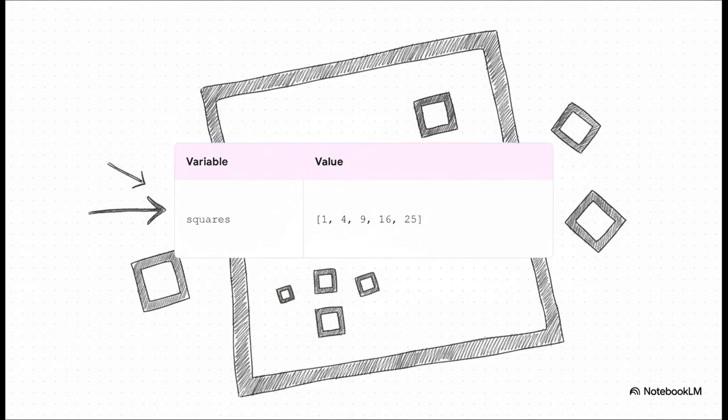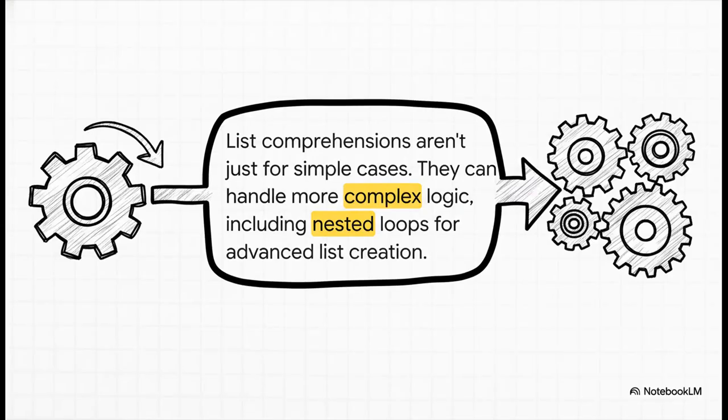I mean, come on, that is so much cleaner and more direct than writing out a 3 or 4 line for loop to do the exact same thing. But here's where it gets really cool. List comprehensions aren't just for these simple one-off operations. You can actually scale this whole concept up to handle much more complex logic, even replacing nested for loops.